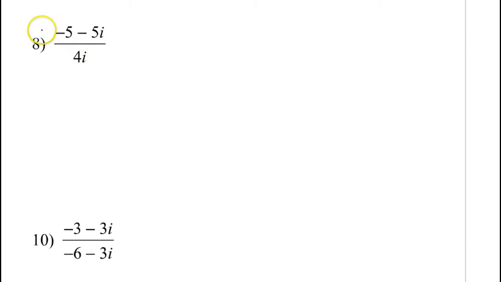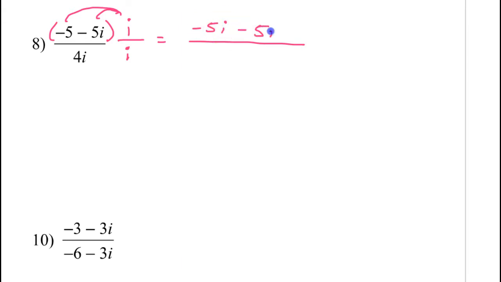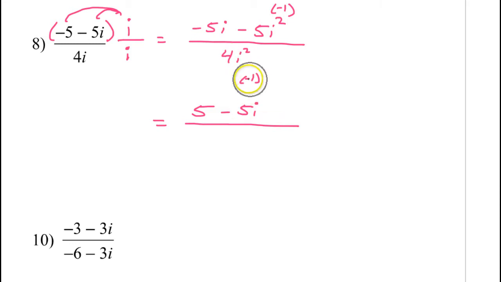Okay, number 8. One more time, we will multiply by i over i, which is what you do when you have a monomial in the denominator. So I will distribute this i, and I will get negative 5i minus 5i squared. In the denominator, I will have 4i squared. Now, i squared, as you know, is negative 1. So in the numerator, negative 5 times negative 1 is positive 5. So I'm going to have positive 5 now. Then I will bring down my minus 5i. You always put the imaginary term second. Now, down here we have 4 times negative 1, so that's going to be negative 4. Okay, so there is no common factor.